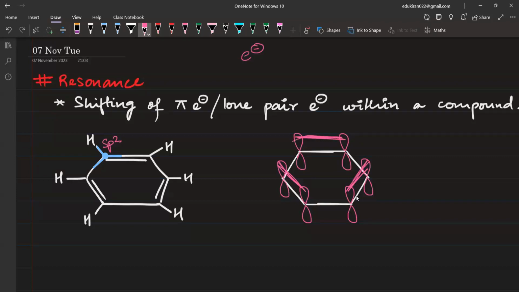That is why these electrons, they start revolving in all of these p orbitals. So here we have only 6 electrons. Here we have 3 bonds, now 6 electrons, but these 6 electrons are revolving and all of these p orbitals are overlapping with each other. And that is why this is known as the resonance.